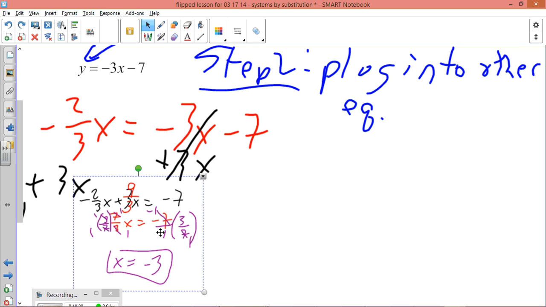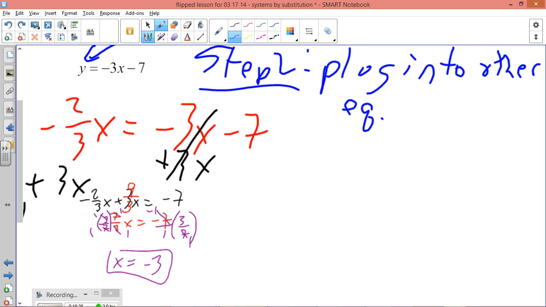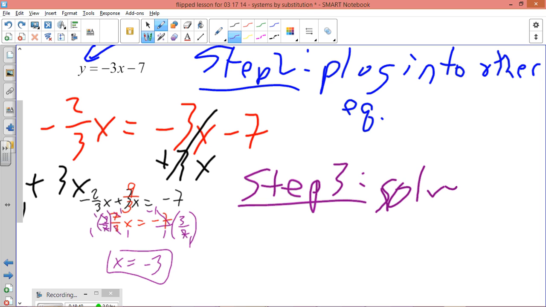All right, so we've got x equals negative 3. What we're going to do now is plug this. I don't even know. Is this step 3 by now? Anybody? Is this step 3 to plug it into the other equation? Okay, step 3. Clearly, I've done this so many times I don't use steps anymore, but you need to. Step 3, solve for other variable.